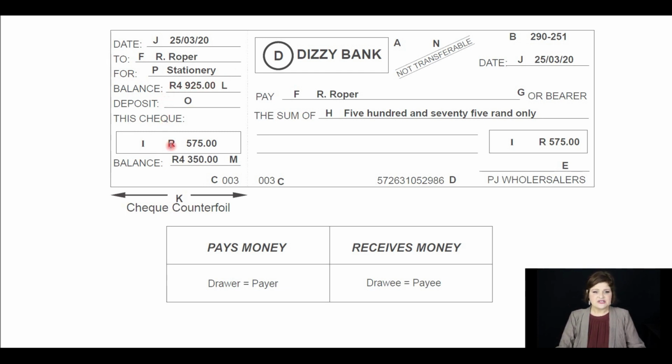The amount, this check is for 575 Rand. Then you'll notice that here's a balance. This balance here is an opening balance of the actual bank account before this check was written out. So the amount is 4,925. We subtract the amount that the check has been written out for, and the closing balance after this check has been issued is 4,350 Rand.